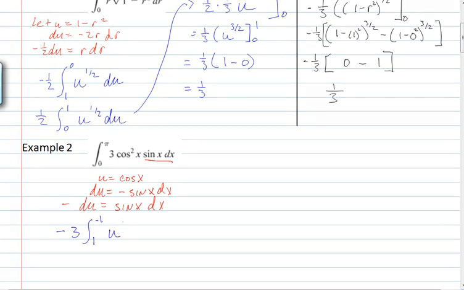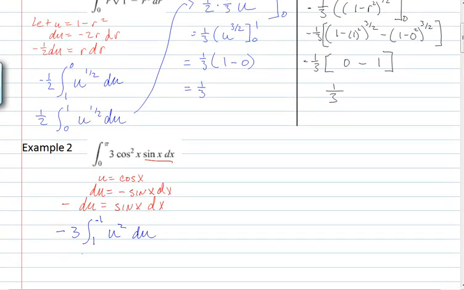This is now u squared du, right? Are you plugging in the original bound? The original bounds in place of x in our function u. This right here was cosine of 0. This right here is cosine of pi.